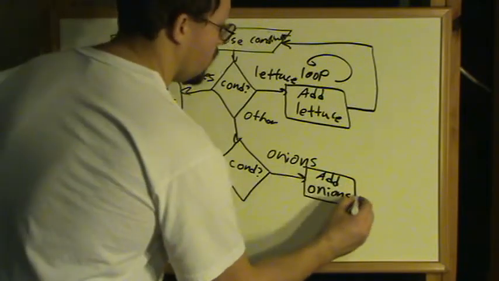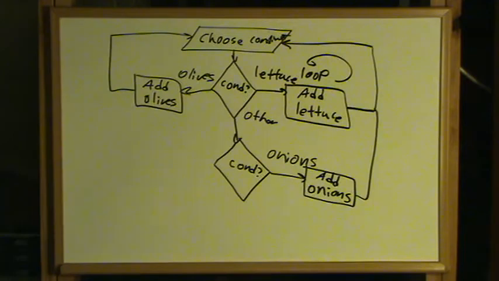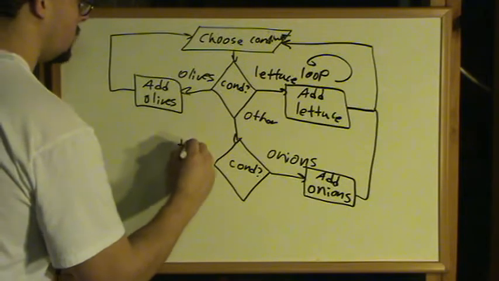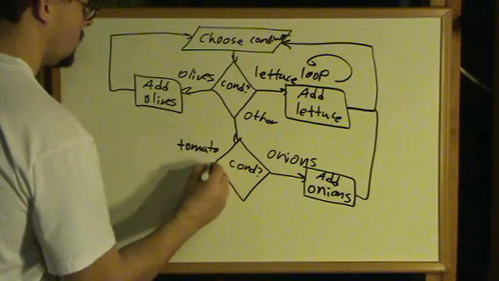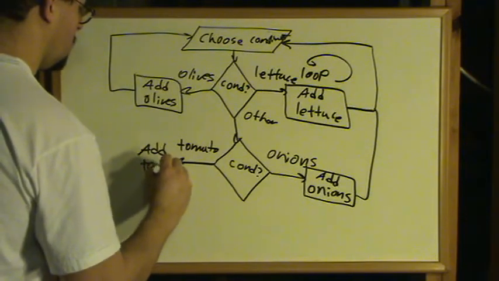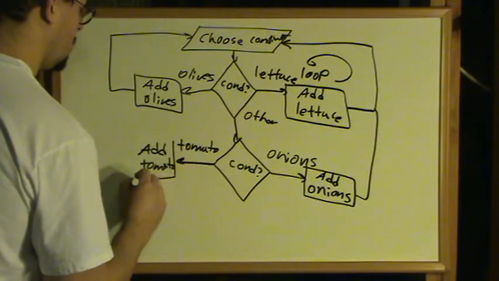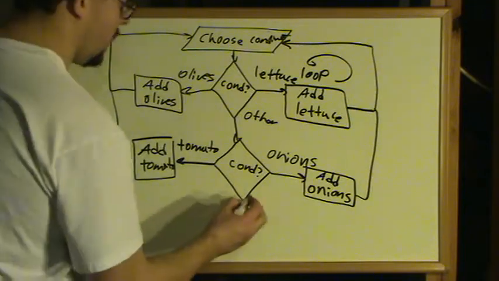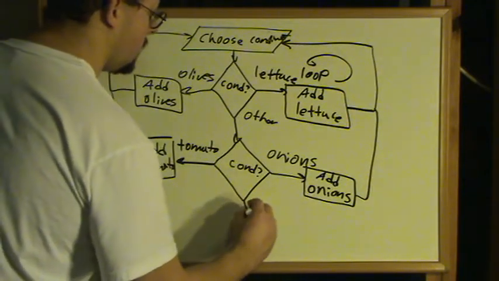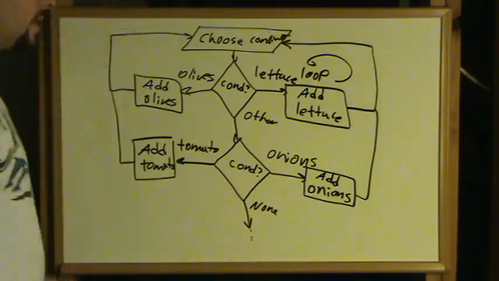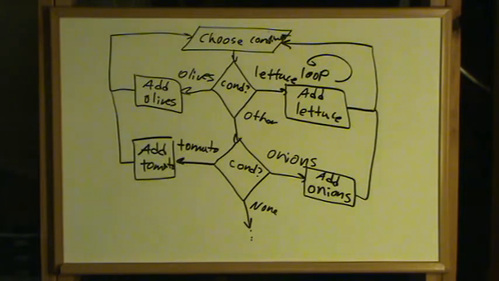And what do we do? We go back and ask again. Choose a condiment. How about tomato? And finally they say no more. We'll say none. Okay? So then we move on to the next step in building their sandwich. You know, they'll ask for vinegar, salt, that kind of stuff.